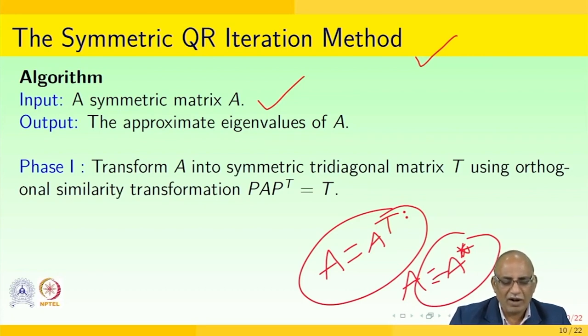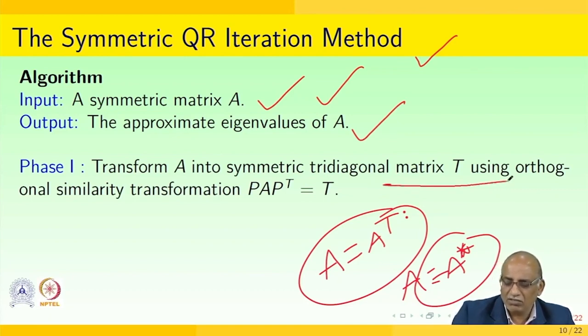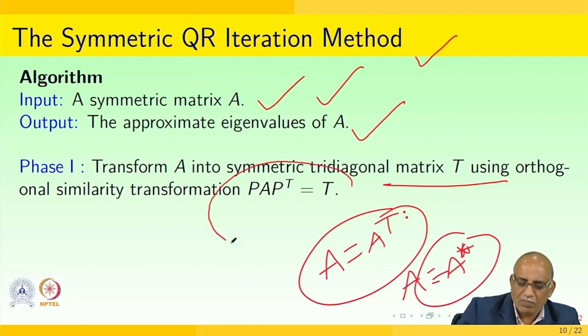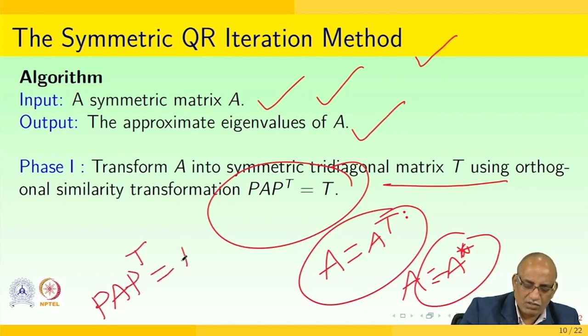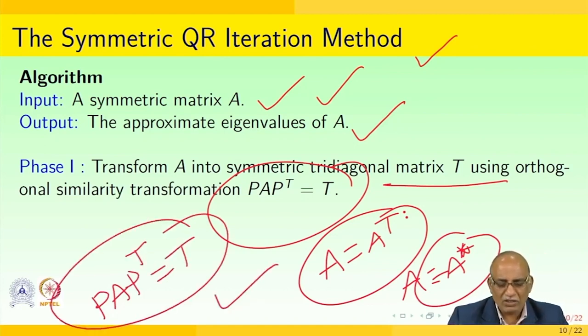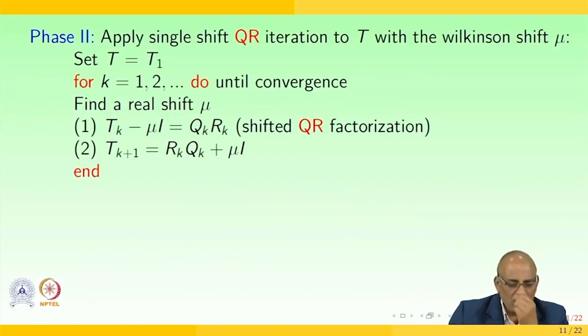Input is a symmetric matrix A. Output is the approximate eigenvalue of A. So, what is phase 1? Transform A into symmetric tridiagonal matrix T using orthogonal similarity transformation, P times A times P transpose is equal to T. So, transforming this into symmetric tridiagonal matrix T using orthogonal similarity transformation. So, that is phase 1.